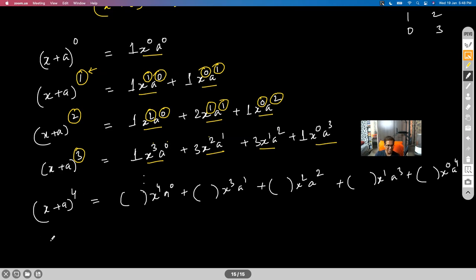Correct? If I have to further write down x plus a to the power 5, I can say something. I mean, what is that something? I'll fill that bracket in some time. Don't worry about it. I'm just trying to come from the observations that we are getting from the previous expansions.